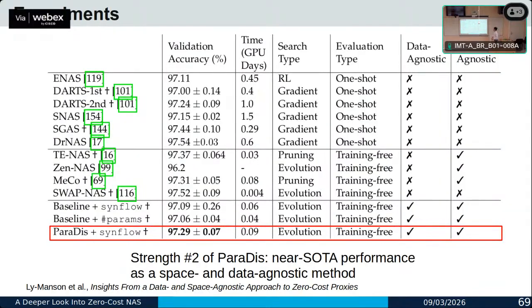And in the second experiment, we benchmarked ourselves in the DARTS search space. And in this benchmark, we found that although we do not reach state of the art, we are nearing state of the art of zero-cost proxy methods, while also being the only method that can remain space agnostic and data agnostic.